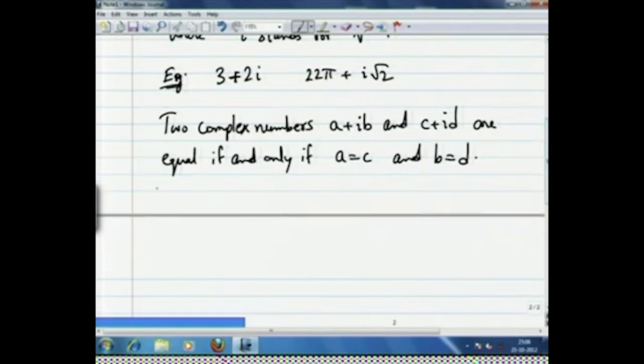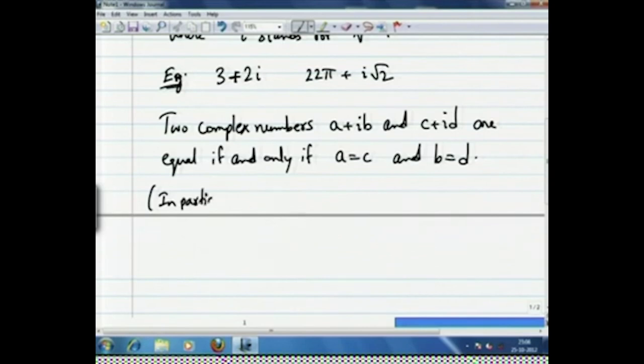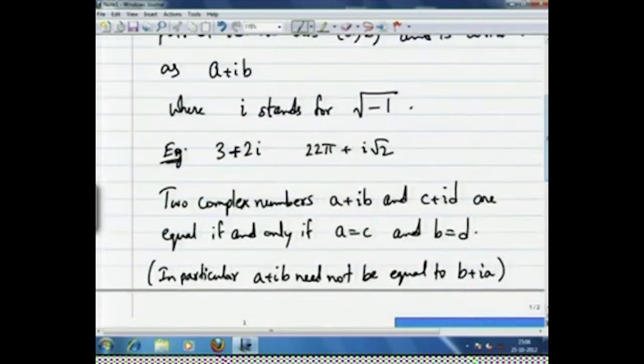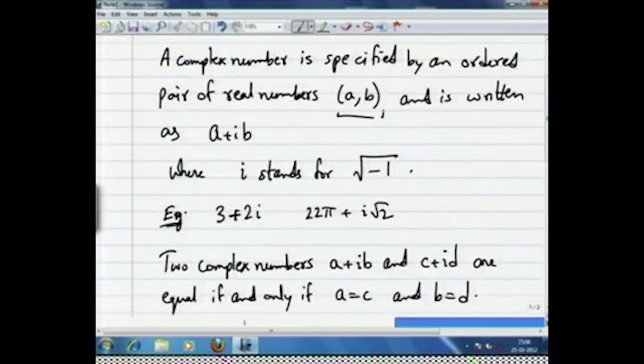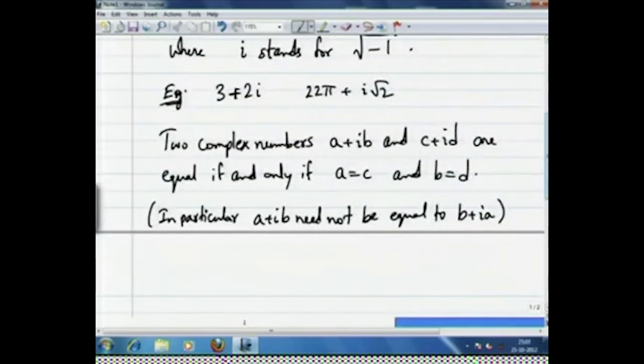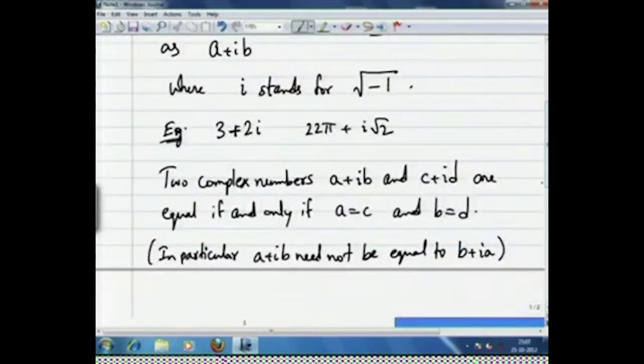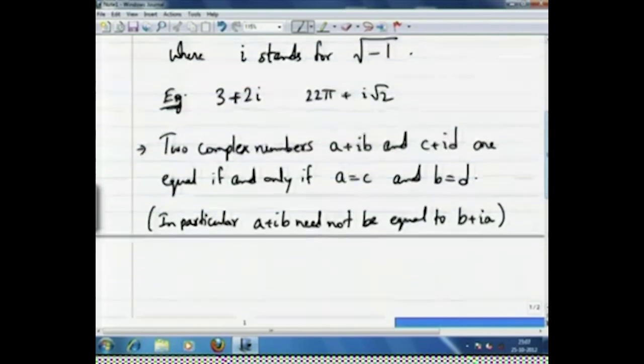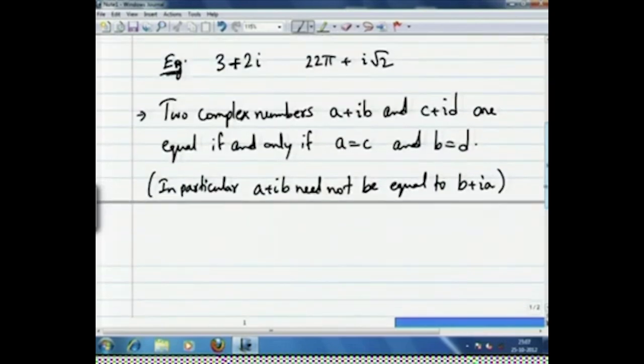Okay. So in particular, a plus I b need not be equal to b plus I a. And that is why the order in which this pair a b is given is important. And hence we said that a complex number is specified by an ordered pair. Okay. So, if a and b are not equal, a plus I b is not going to be equal to b plus I a by this statement here. Once again I am not going to give any justification here, we are only doing a review of the complex number system.